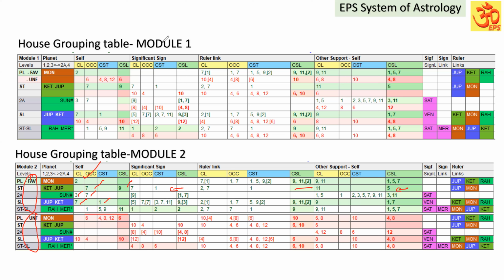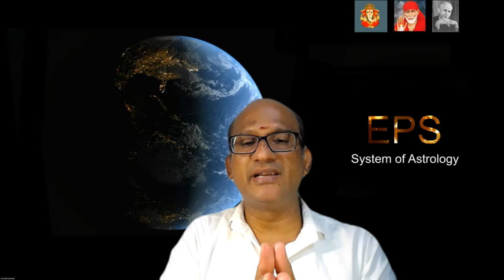So I think you are able to understand this house grouping table. When we discuss many example charts, I will initially give more importance to the EPS tables and the filter table. The filter table is an important table under the house grouping page in the EPS Star software, and it has been discussed in detail in lesson number 8 and lesson number 15. Detailed discussion has been given on how to use the filter table and so on.